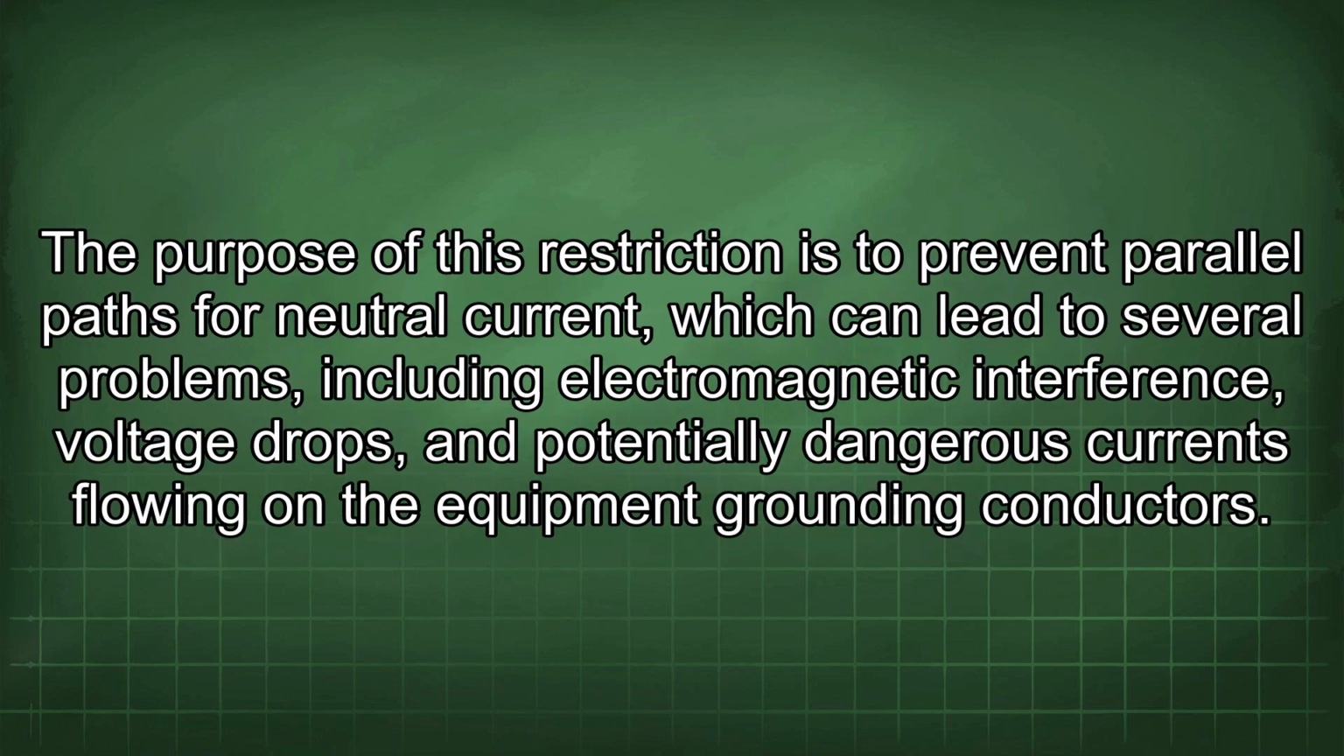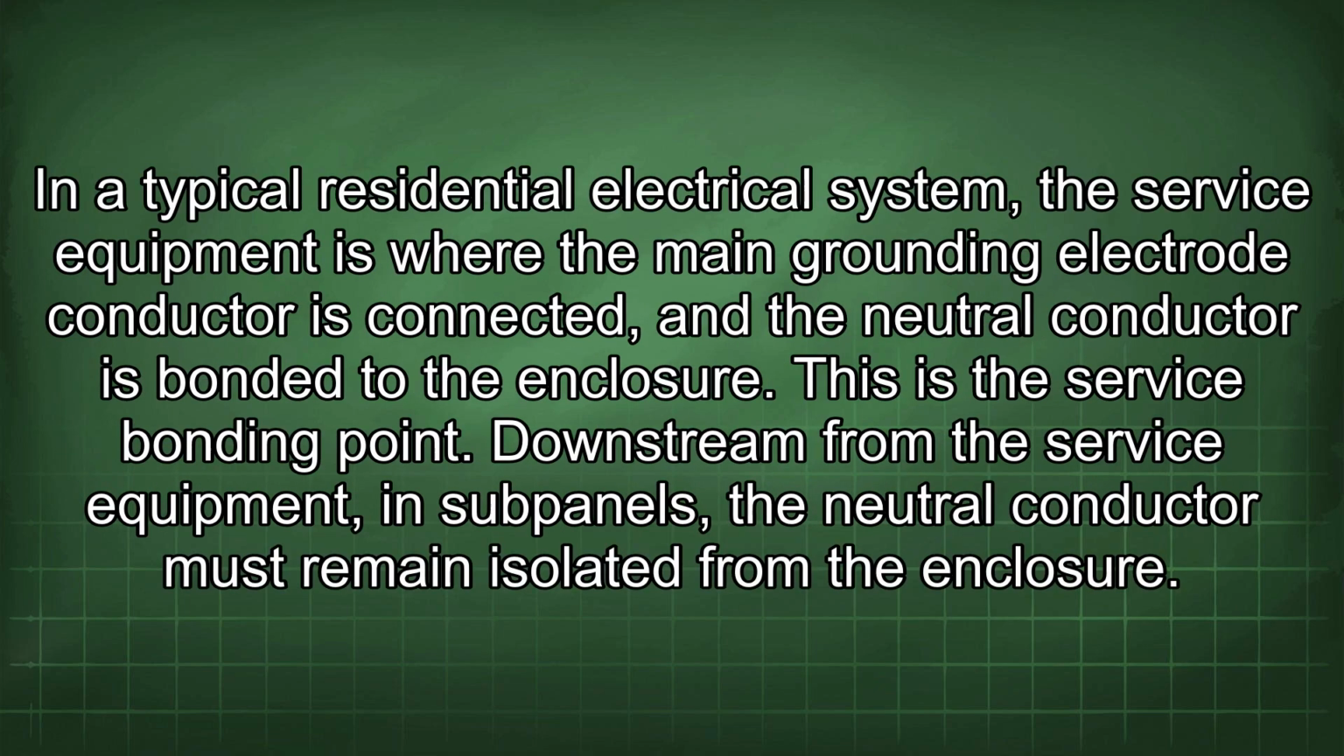The purpose of this restriction is to prevent parallel paths for neutral current, which can lead to several problems, including electromagnetic interference, voltage drops, and potentially dangerous currents flowing on the equipment grounding conductors. In a typical residential electrical system, the service equipment is where the main grounding electrode conductor is connected and the neutral conductor is bonded to the enclosure. This is the service bonding point. Downstream from the service equipment, in subpanels, the neutral conductor must remain isolated from the enclosure.